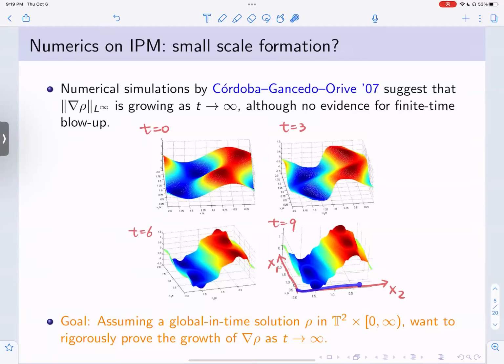For a typical profile, this is what the evolution looks like after a long time. Here, this direction is x2. And one can see that as time goes on, it seems like the profile is getting closer and closer to a horizontally stratified profile, right?